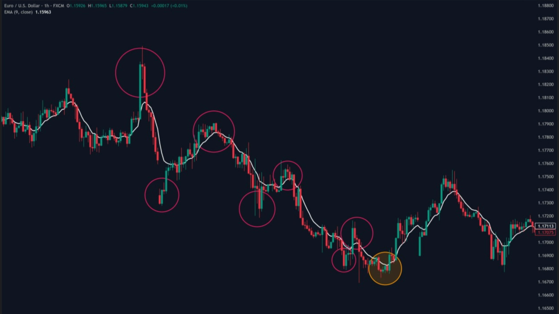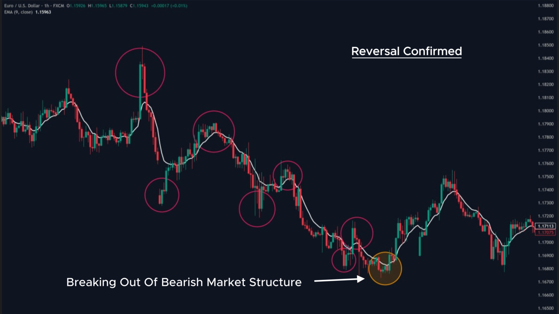Here, we are looking at the Euro-USD chart on the 1-hour time frame. The pink circles highlight a clear sequence of lower highs and lower lows, confirming that the market structure is bearish. Price is also trading around the 9-period exponential moving average. In a downtrend, the EMA can act as a dynamic resistance area where price pulls back before continuing lower.